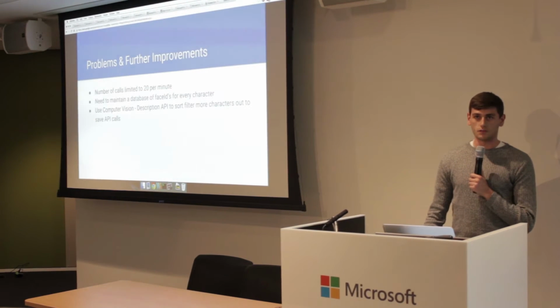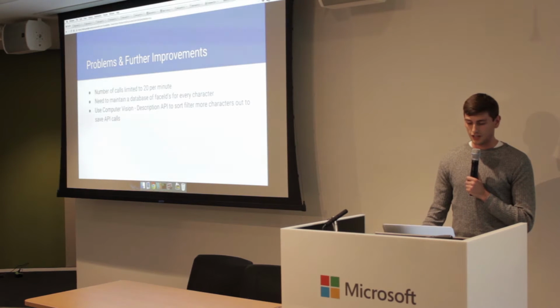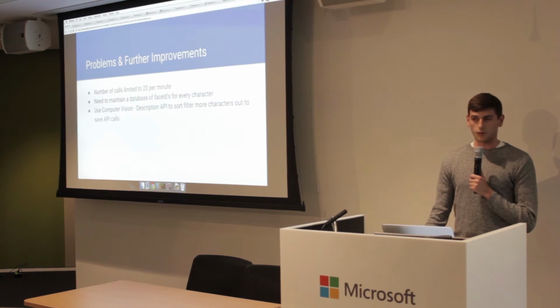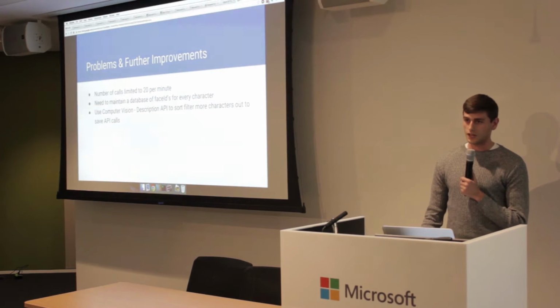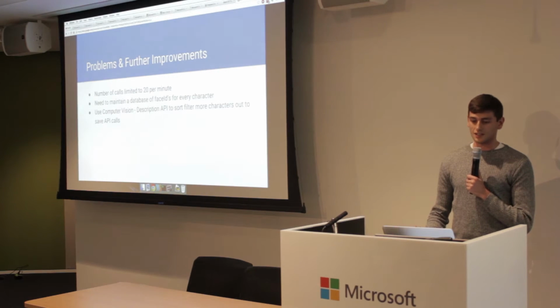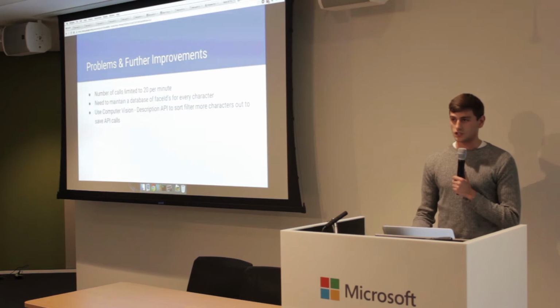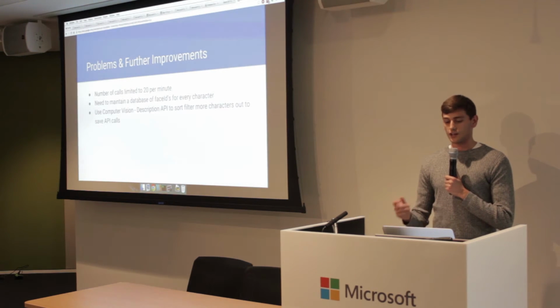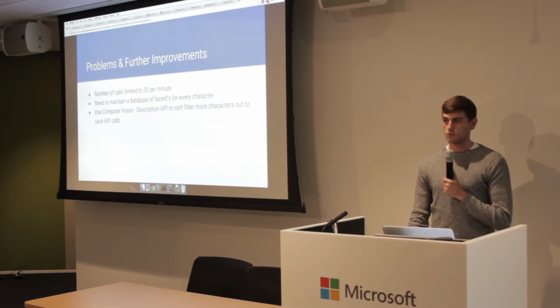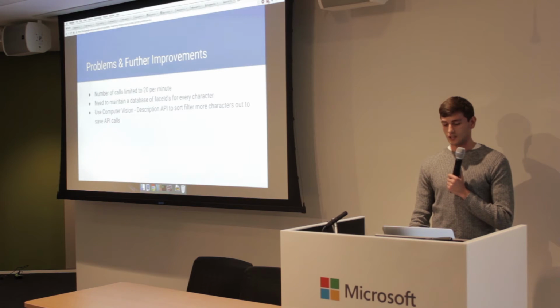Just some of the problems and further improvements I'd like to make. The Face API, when it's free, has a limit of 20 calls per minute, but I have to make at least 5 calls for the male actors to verify against each of the images. So it eats up quite a lot of that. And I also have to detect all the faces for the characters, so I'm limited to a maximum of 5 to 10 characters at the moment.